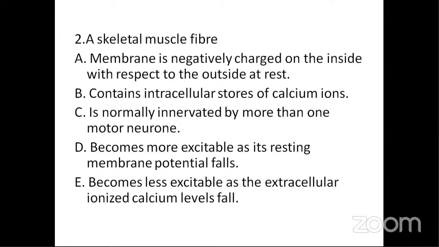A skeletal muscle fiber is normally innervated by more than one motor neuron. It is false. A single neuron supplies a group of muscle fibers. A skeletal muscle fiber becomes more excitable as its resting membrane potential falls. True, because it becomes more excitable as its membrane potential approaches the firing threshold, that is about minus 70 millivolts.